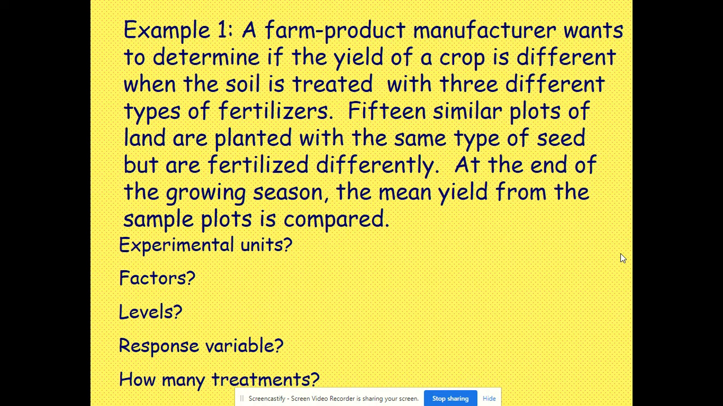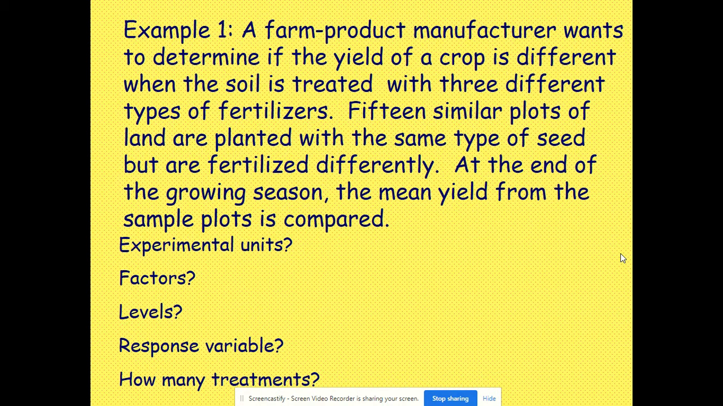This one's written on yours, correct? A farm product manufacturer wants to determine if the yield of a crop is different when the soil is treated with 3 different types of fertilizers. So we take 15 similar plots of land and we plant them with the same type of seed, but they're fertilized differently. At the end of the growing season, the mean yield from the sample plots is compared.